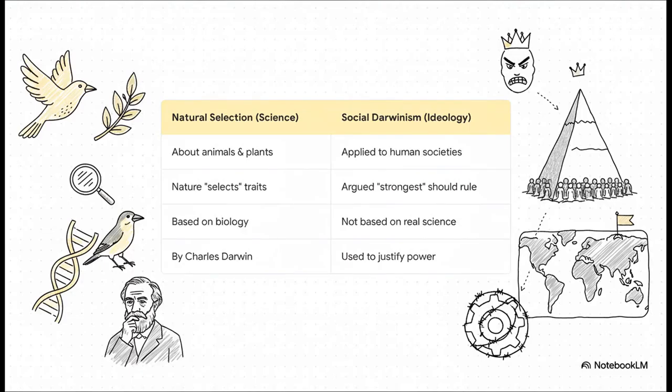And here is where you can see the huge difference. On one side, you have Darwin's natural selection. That's real science, based on observing the world. But on the other, you have social Darwinism, which is an ideology. It's a set of beliefs, and it's not based on science at all. It basically hijacked Darwin's language to argue that the wealthiest and most powerful people in society were naturally better, and that this was just the way things were supposed to be.